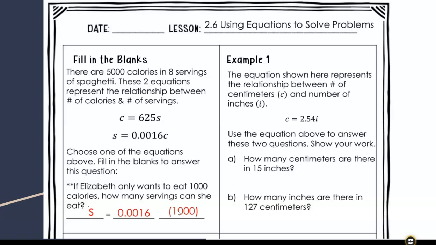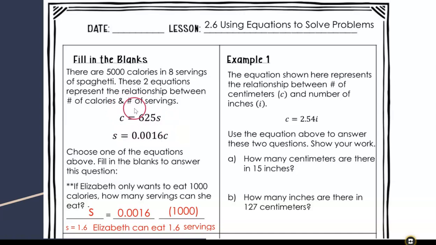Now, when we do the math, we have S equals, and then we have to do our math here. What operation happens between 0.0016 and 1,000? Right, we're going to multiply. So in your calculator, you're going to put this decimal times 1,000, and you should end up with 1.6. What does 1.6 mean in this situation? That means that Elizabeth can eat 1.6 servings of spaghetti.